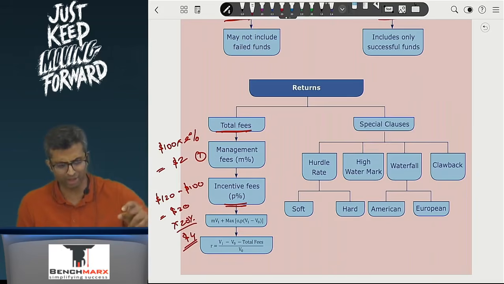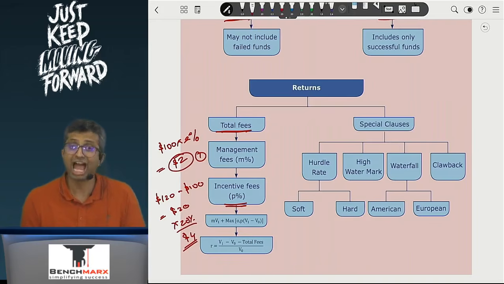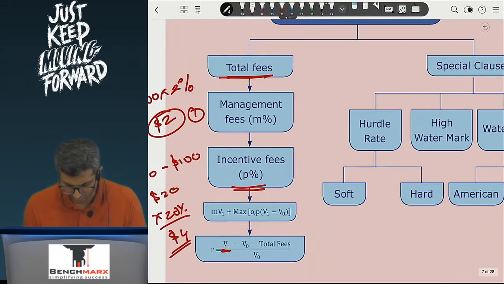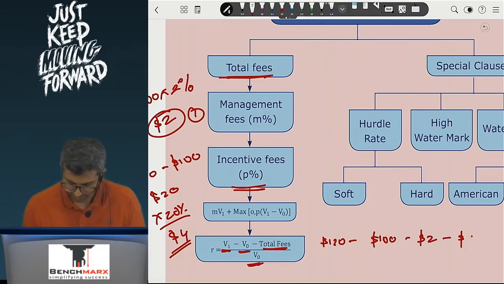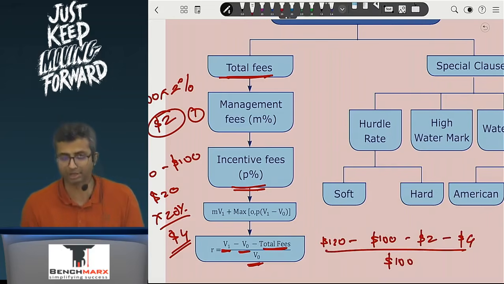However, if it is net of the management fee, out of the $20 you will subtract the management fee, whether 2 or 2.4, and then on the remaining pay the incentive fee. Your final return will be the return after all the fees. So 120 minus 100 minus 2 management fee minus 4 incentive fee, upon an investment of 100, will give me the return. This is my final return for a limited partner.